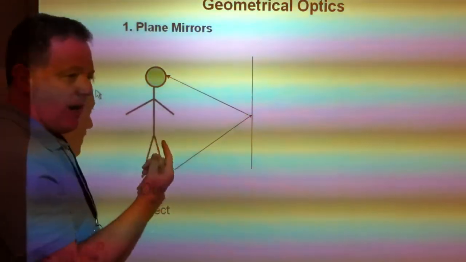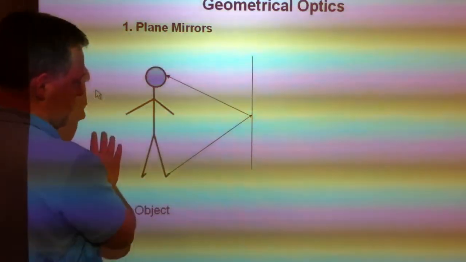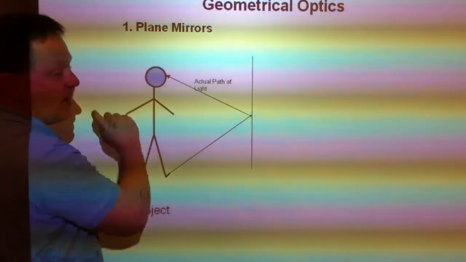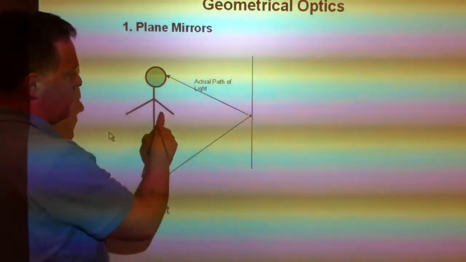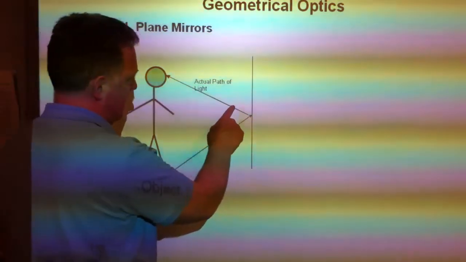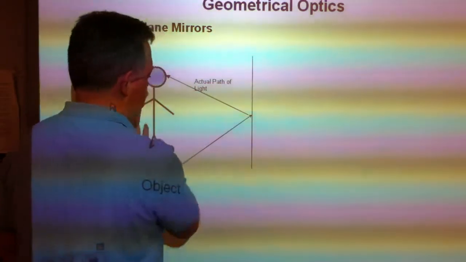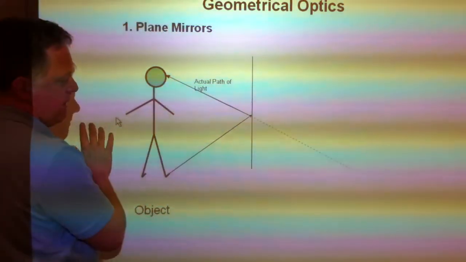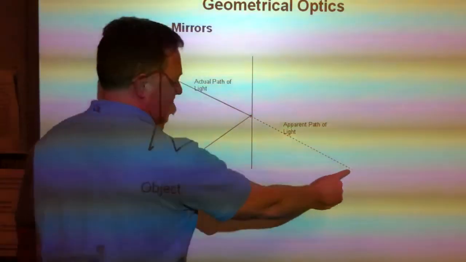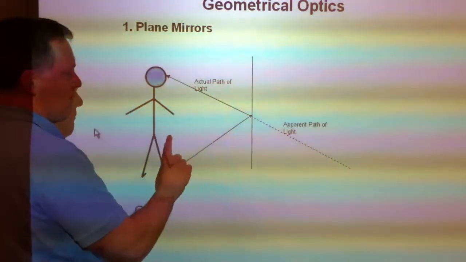Now, since our brain knows that light almost always travels in straight lines, we're going to label this the actual path of the light. Since our brain knows that light travels in straight lines, it's going to think that that light came from back along this line, along this apparent path of the light, and he's going to see the foot back over here. And that's going to be true for every point in his body.